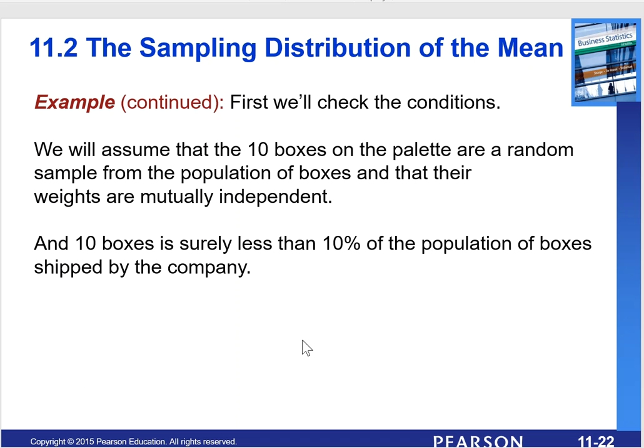10 boxes is probably less than 10% of your population because otherwise your company is producing almost nothing, and that's kind of silly. The only thing we really can't check in here is whether this is going to be large enough to make it look normal. So I sort of flubbed and skipped that one. This is important to do. Well, I'll say that in a minute.